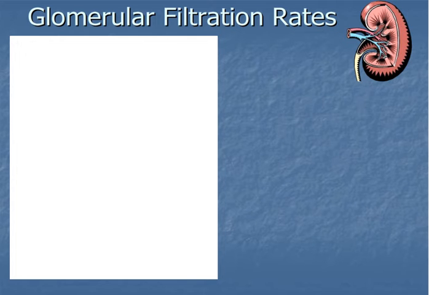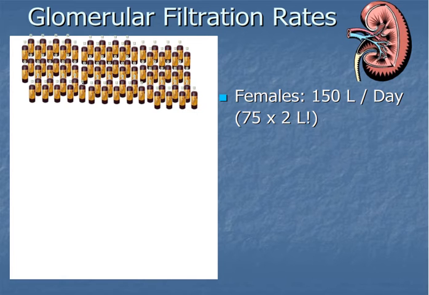Okay, so given that the glomerular filtration rate for an average person is around 125 milliliters per minute, let's figure out how much blood is in fact filtered in one day. Well, your average female will filter somewhere around 150 liters of blood in a given day. And remember, the average female probably has about 5, maybe 6 liters of blood. And so if you can't think of things in terms of liters, think about 2 liters.